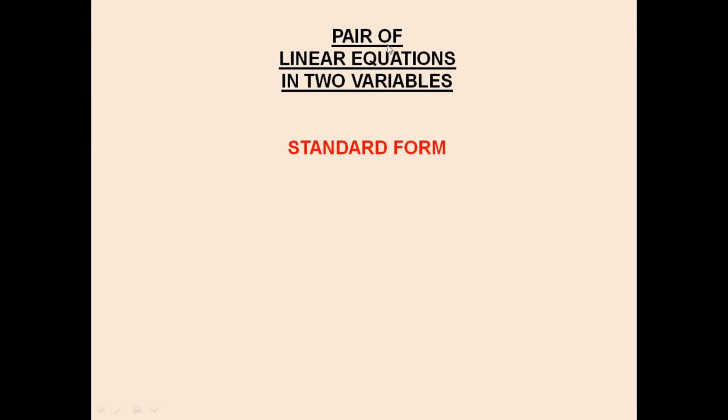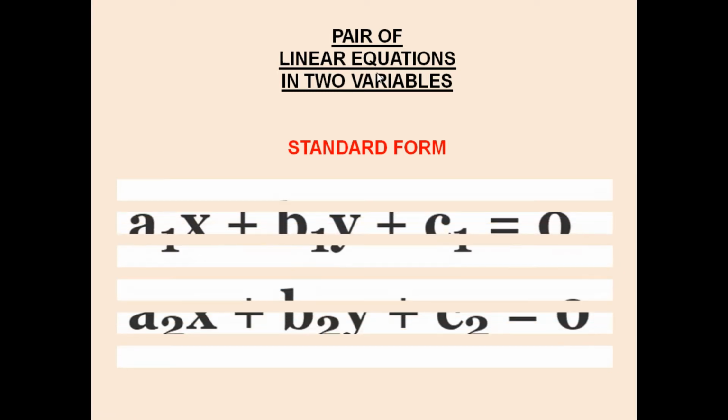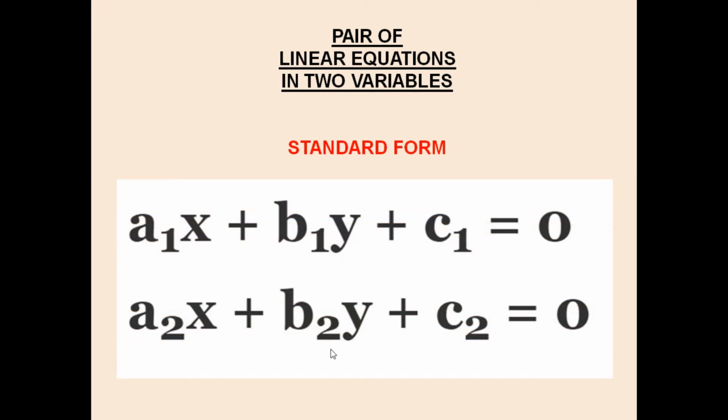So when we talk about pair of linear equations in two variables, since these are two equations, the standard form for the pair of equations is written like this. Since we are talking about two equations at the same time, I cannot use the coefficient as A, B, and C. Instead of that, we are going to put a subscript here. And for the first equation, the coefficients are A1, B1, and C1. And for the second equation, A2, B2, and C2.